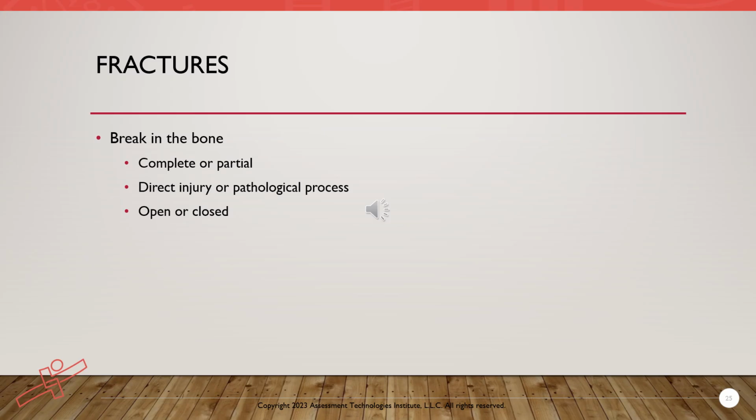A comminuted fracture is where the bone shatters into many pieces, and this often requires surgery. A spiral fracture is where the bone is twisted apart. This is often due to rotational injuries. An impacted fracture is where the ends of the bones are forced together. A stress fracture is a small crack caused by repeated stress, often seen in athletes or workers with repetitive activities.